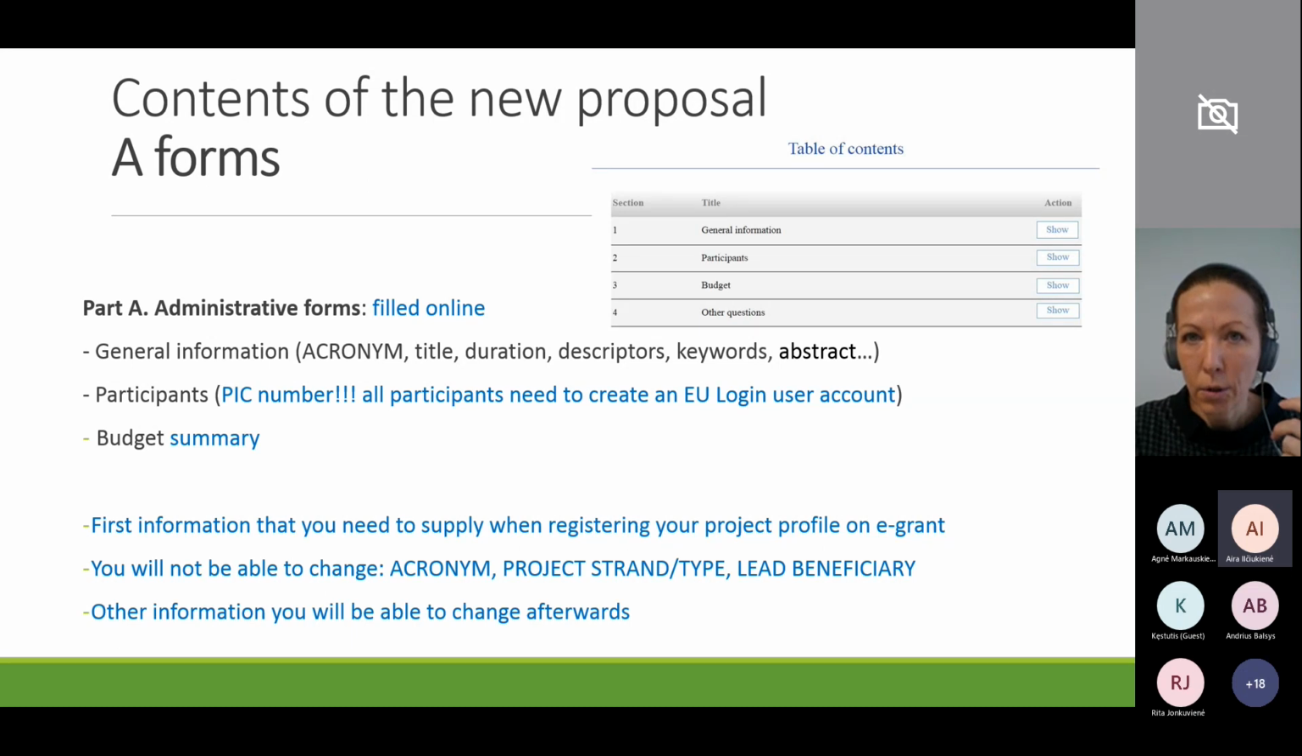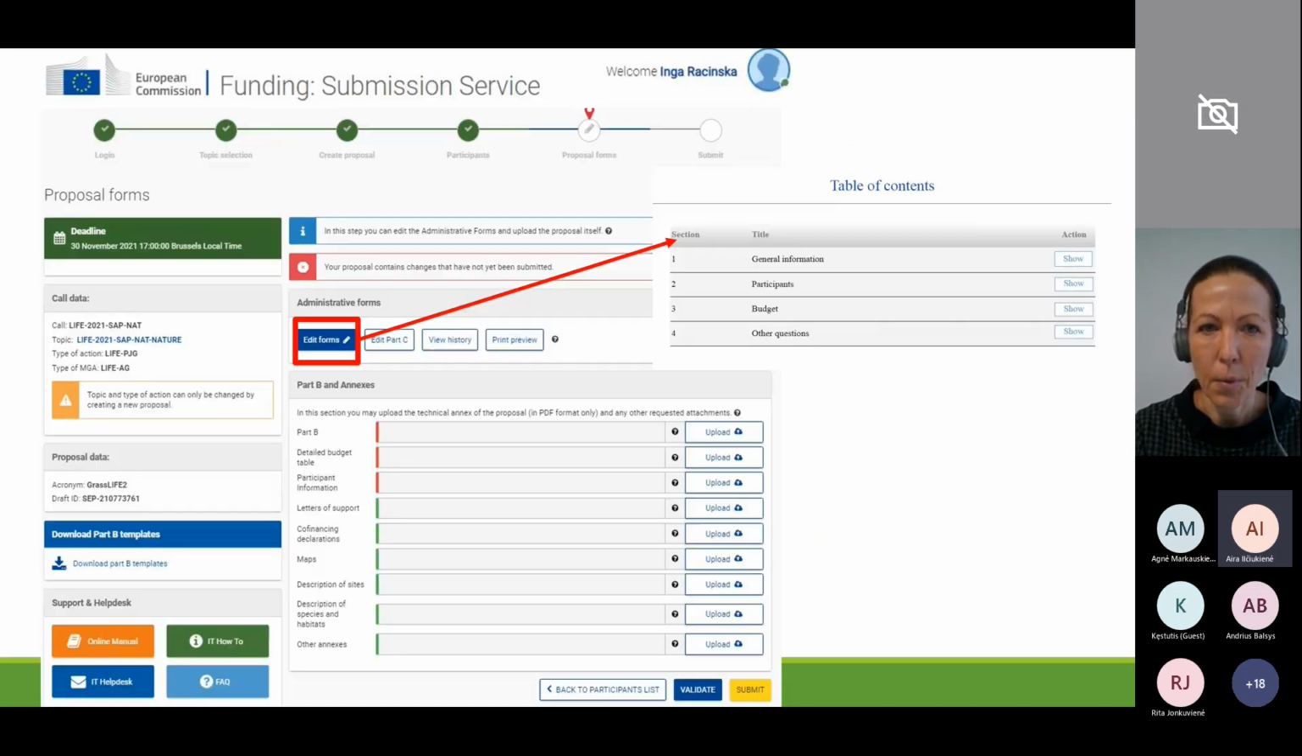So make sure you are sure about the acronym you want, and also the project strand and type, and the lead beneficiary. These are 3 things you won't be able to change afterwards. So make sure you know who is what and enter those. The other things you will be able to change afterwards in the system anytime by going back and adjusting these forms. Okay. This is very simple. A forms are really a simple part, and that would not take too much time.